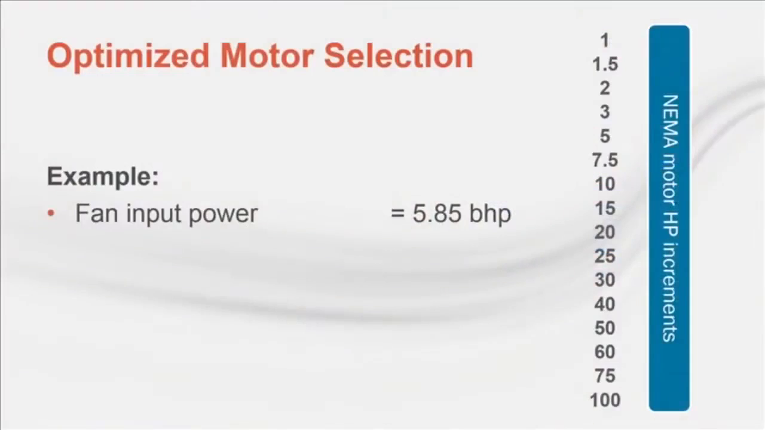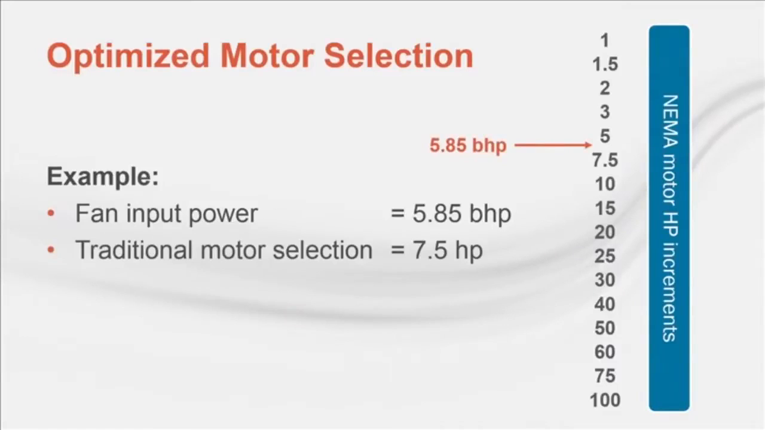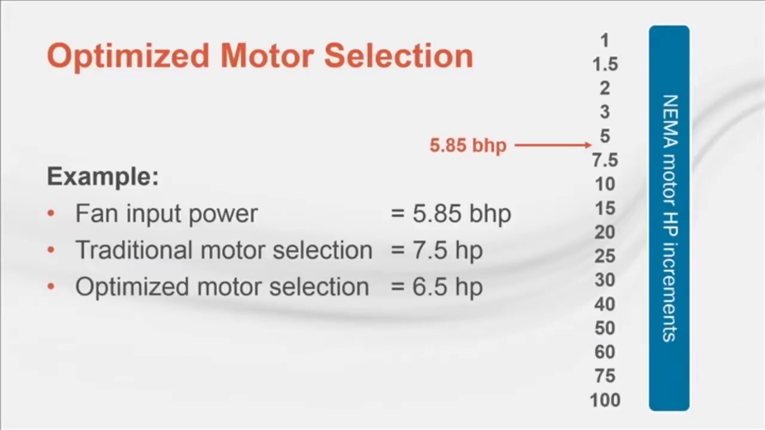Consider a fan with a brake horsepower requirement of 5.85. Using traditional NEMA motor horsepower increments, this fan needs more than 5 horsepower, but less than 7.5 horsepower. Thus, a 7.5 horsepower motor would traditionally get selected. With optimized motor selection, we can move beyond NEMA increments. Assuming half horsepower increments, we could use a 6.5 horsepower motor for this example.